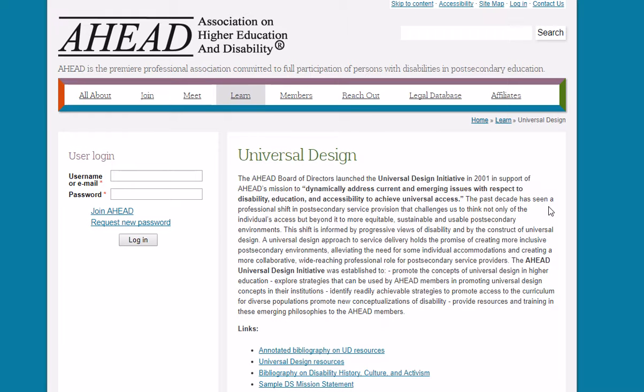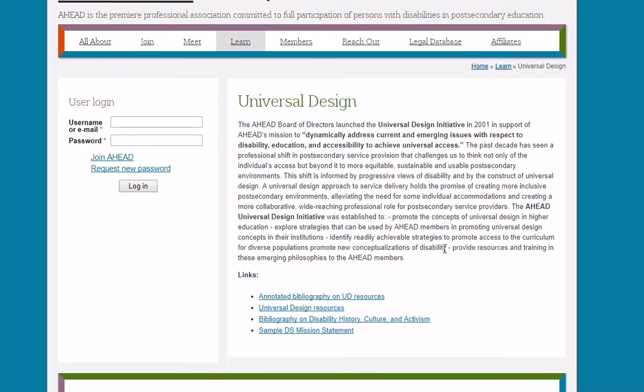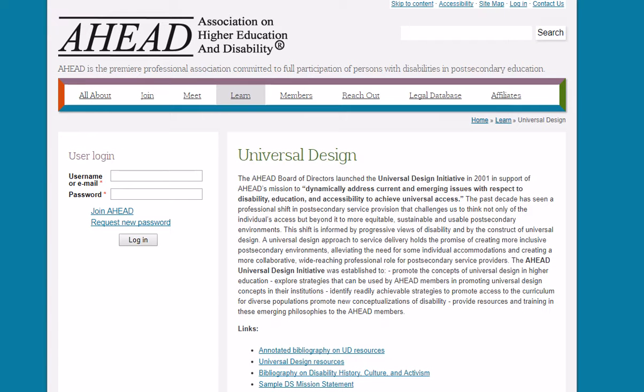So AHEAD provides some resources that I would ask you to go through and look at, and to see how we can help fulfill that. This is just to indicate that there is a push in higher education to try to meet this challenge instead of waiting for a student to enroll that we have to accommodate, but to look at how we design our courses from the beginning so that they're accessible and we don't have to worry about that.